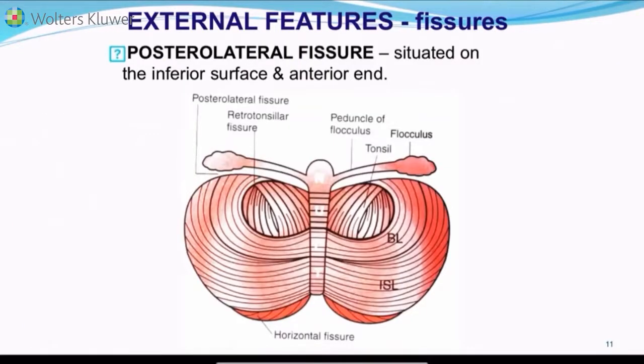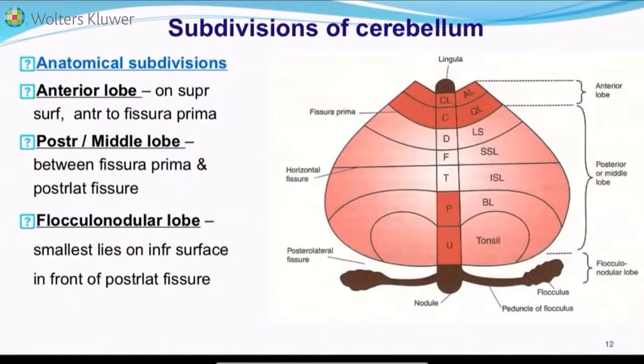Posterolateral fissure is situated on the inferior surface and anterior end. Now moving on to another important aspect of cerebellum, subdivisions of cerebellum. The anatomical subdivisions of cerebellum are anterior lobe, posterior or middle lobe, and flocculo-nodular lobe.